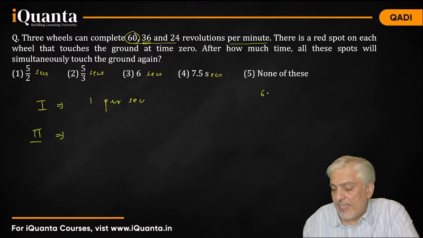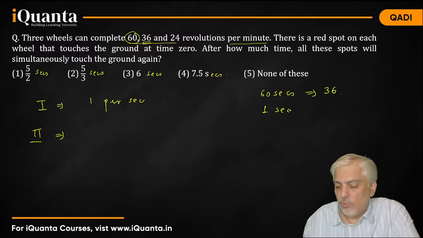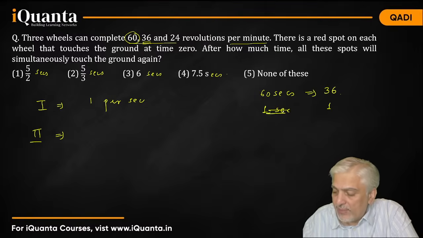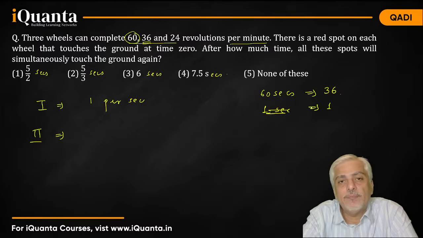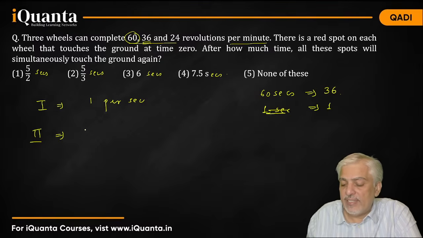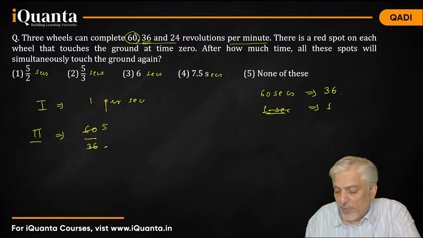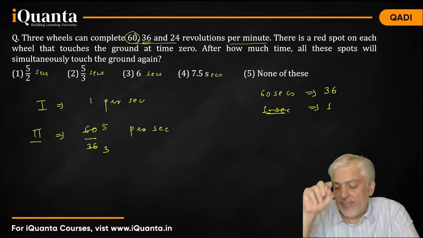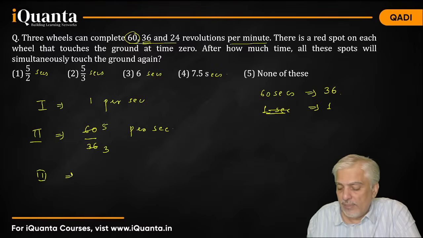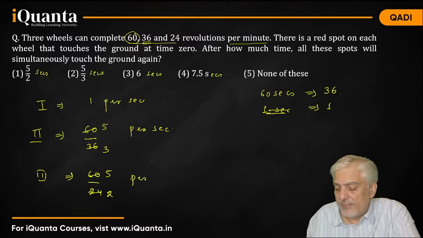That means in 60 seconds, 36 revolutions. So one revolution, how much time will it take? Not 1 second. One revolution will take how much time? It will be 60 divided by 36. 12 fives are 60, 12 threes are 36. So 5 by 3 per second. 5 by 3 revolutions per second. Third one, 60 divided by 24. 12 fives are 60, 12 twos are 24, so 5 by 2 per second.